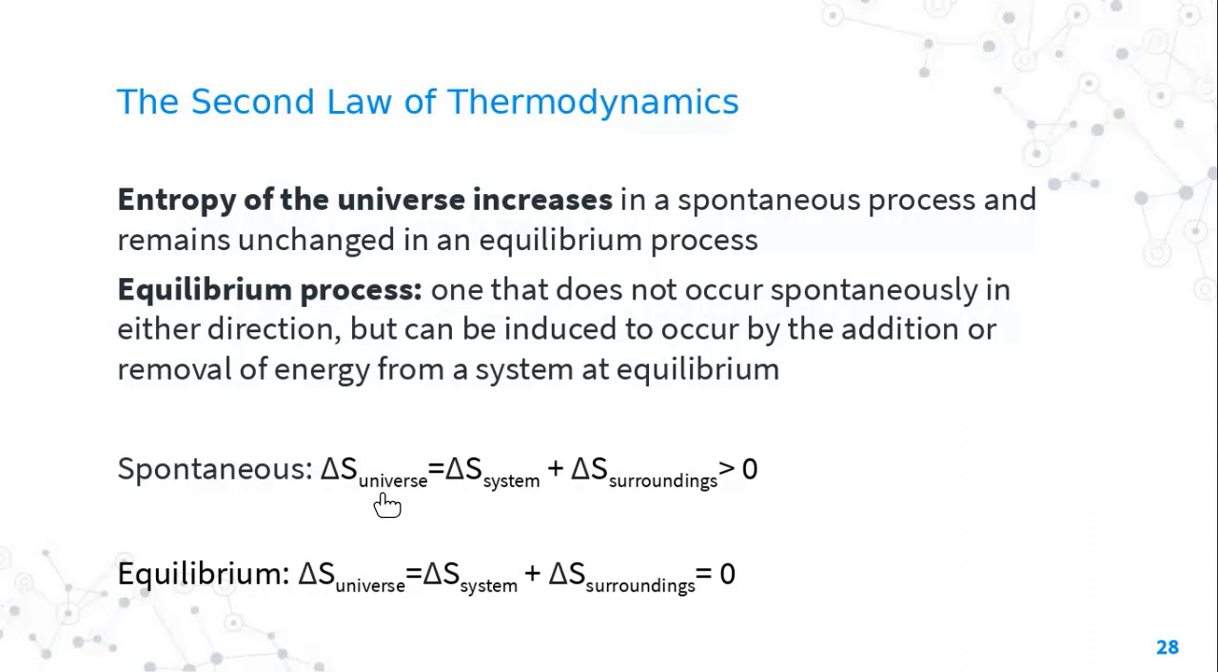So spontaneous would be the change in entropy of the universe is greater than zero. And remember, we said the universe is composed of the system and the surroundings, and that is increasing. It's going to be greater than zero. Equilibrium, it's going to be equal to zero. So this isn't going to occur on its own, but you can induce it to occur. Basically, it's non-spontaneous, but notice that we are not decreasing entropy of the universe. That just doesn't happen.